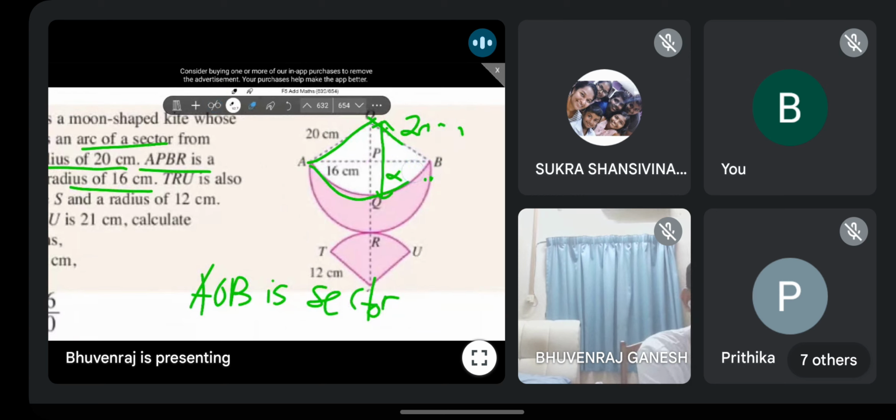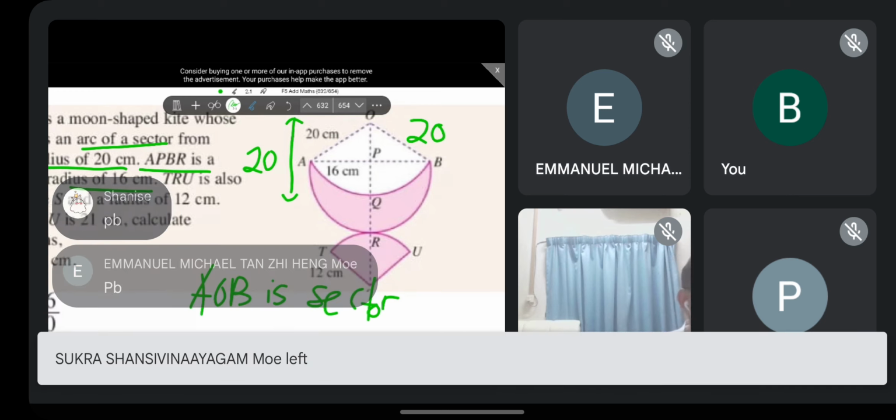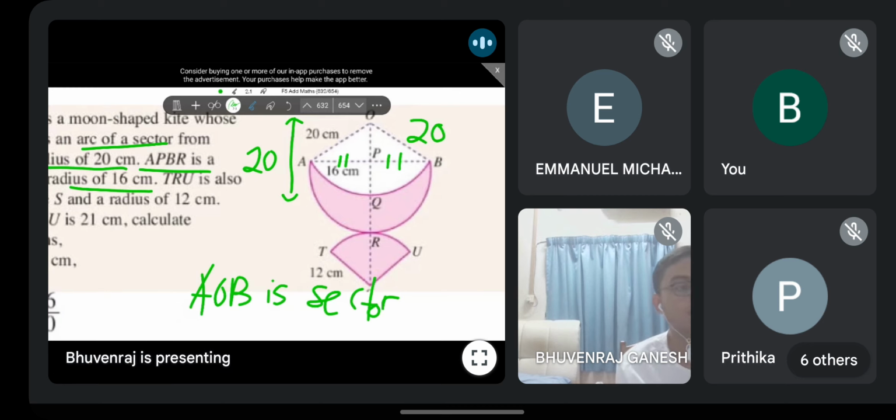Okay, let me erase first because I have some questions to ask here. Let me label back. This is 20. This one is 20. So they tell you that AP is 16 cm. Can anyone tell me two more lengths, dua lagi panjang, that will give you 16 cm? Beside AP, what other length is equal to 16 cm? Okay, very good. PB is also 16 cm, so you can put this sign.